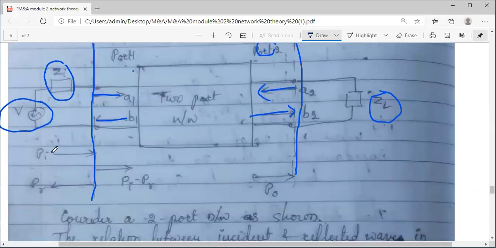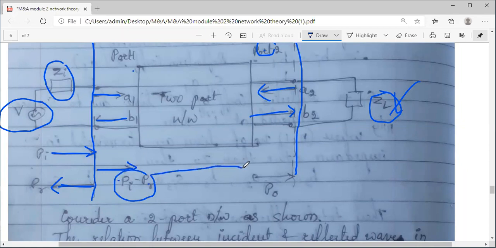Then if we apply the input power at this port 1, some part will get reflected, practically speaking, with a mismatched load ZL. So some part gets reflected and whatever remains will be transmitted, so that is Pi minus PR. This transmitted power will propagate through the transmission line and reach port 2, the receiving end. Suppose we take the power received as P0. Ideally these should be equal, but due to some losses, they won't be the same.